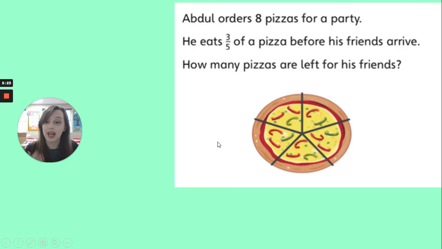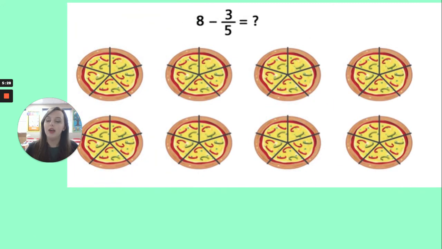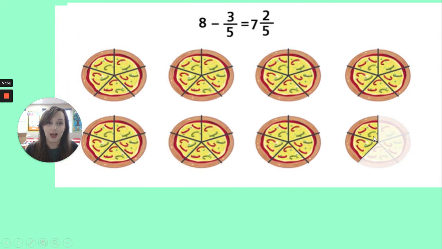Abdul is ordering 8 pizzas, so let's have 8 pizzas. Here they are. Abdul has eaten 3 slices, 3/5. How could I show that Abdul has eaten 3/5? Pause the video and have a think. What can I do to this picture to show that Abdul has eaten 3/5 of a pizza? Okay, hopefully you've realised I can just take 3 slices away. And here we are, 3 slices off this last pizza.